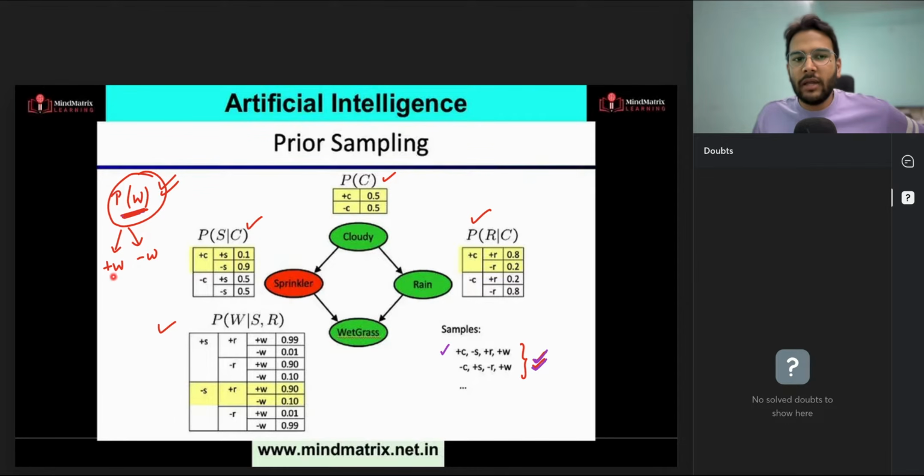So now if I ask you the count of plus W out of these two samples, what is the count of plus W? Can you tell me? Your answer will be 2. Can I say 2? Yes, because you can see in this sample also it is plus W, in this sample also it is plus W. So I can say the count is 2.